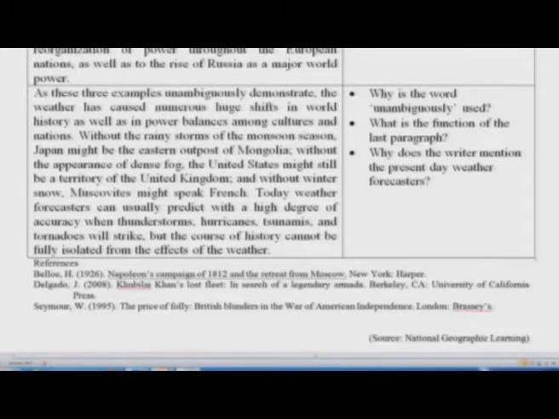Without the rainy storms of the monsoon season, Japan might be the eastern outpost of Mongolia. Without the appearance of dense fog, the United States might still be a territory of the United Kingdom, and without winter snow, Muscovites might speak French. Today, weather forecasters can usually predict with a high degree of accuracy when thunderstorms, hurricanes, tsunamis and tornadoes will strike, but the course of history cannot be fully isolated from the effects of the weather.